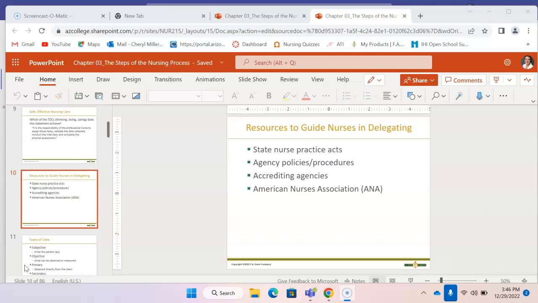My phone was ringing. Resources to guide nurses in delegation. So how do we know what we can give and can't give people to do? Well, there are state board of nursing acts, right? So every state says that people can do different things. In some states, an LPN can start an IV. They would have to have extra training and certification on that, but they could do that.